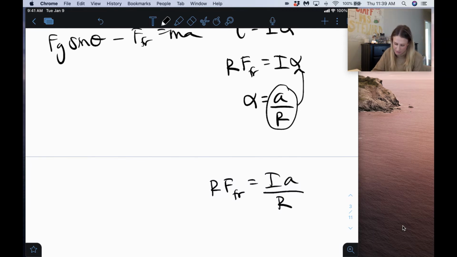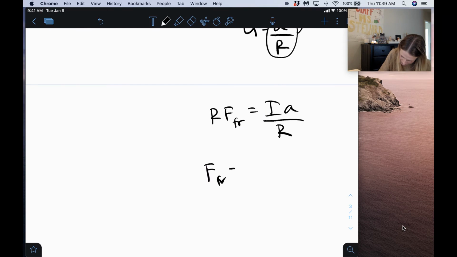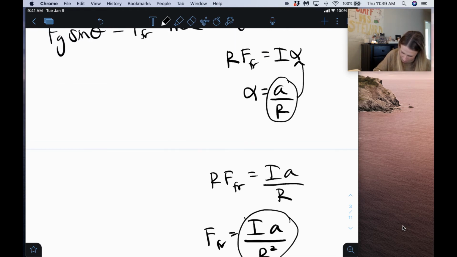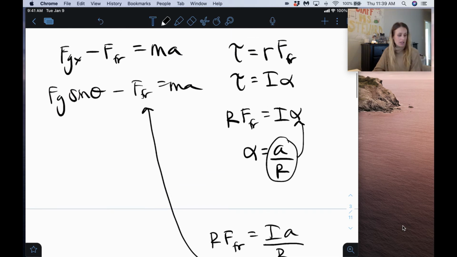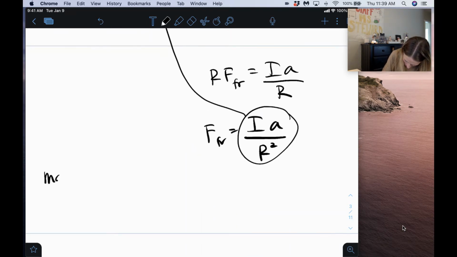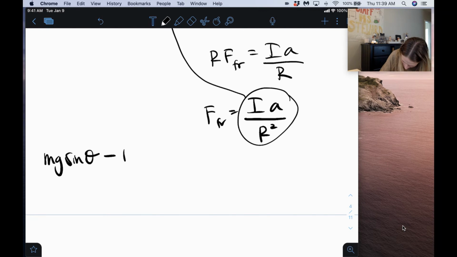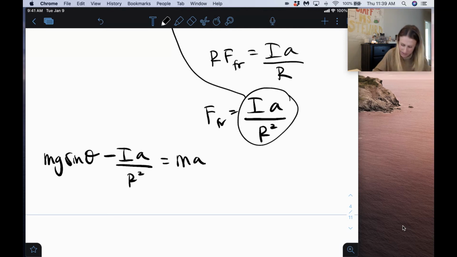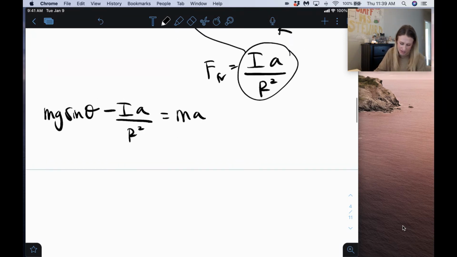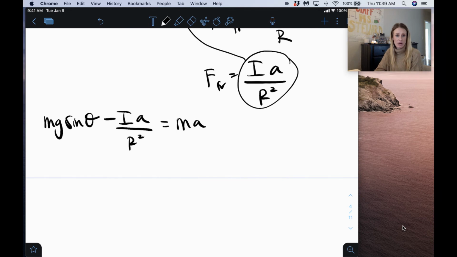So now solving for the force of friction here, we get force of friction equals rotational inertia times acceleration divided by r squared. And then we're going to take this whole thing and plug it in for our force of friction in this equation up here. So what we end up getting is force of gravity, which is m times g, times the sine of the angle of incline, minus the force of friction, which we just got an expression for, equals mass times acceleration. Of course, again, we're solving for acceleration here, so I'm going to add that I A over r squared to both sides.